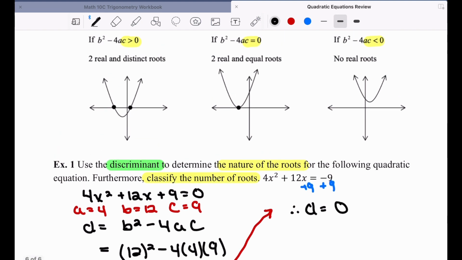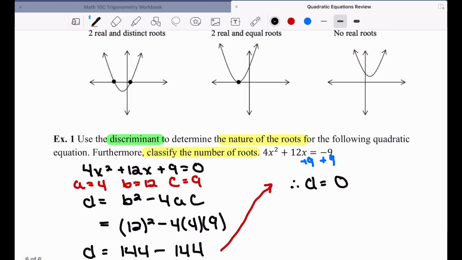So if we reference our specific options, we have two real and distinct, two real and equal, and no real roots. If the discriminant is equal to 0, we have the middle case. Therefore, if the discriminant is equal to 0, we have two real and equal roots.